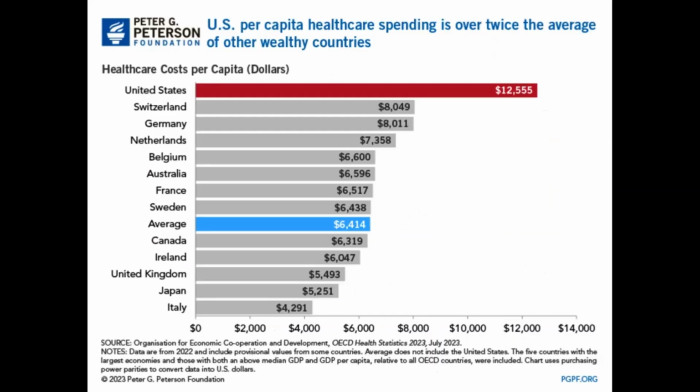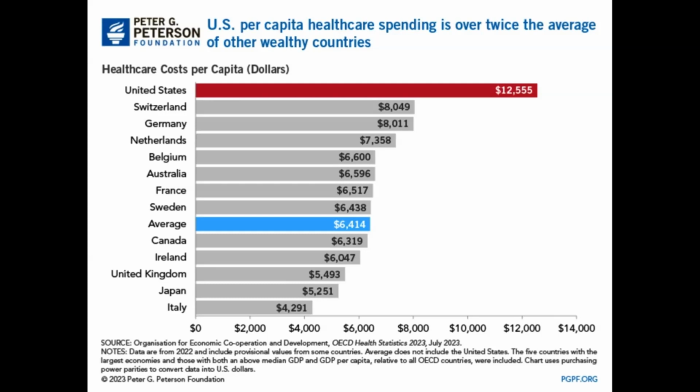Infant mortality. The United States has one of the highest infant mortality rates among developed countries, with a rate of 5.7 deaths per 1,000 live births. This is higher than the average infant mortality rate of 4.1 deaths per 1,000 live births for developed countries.